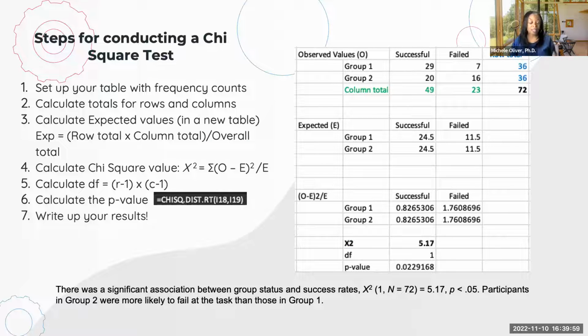So how I write this up, I say that there was a significant association between the group status and success rates, right? Here's my chi-squared statistic. In parentheses, I have my degrees of freedom, and then my sample size, and then the actual statistic. What's the actual value for that chi-squared? And then I'll indicate that the p-value was less than 0.05. And then I just write up a quick summary. The participants in group 2 were more likely to fail at the task than those in group 1.